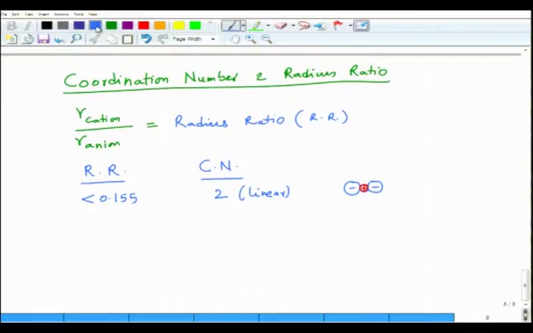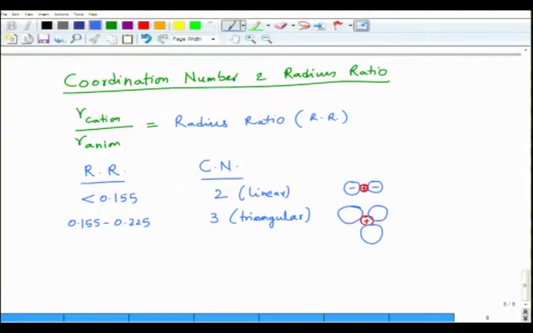Second guideline is between 0.155 and 0.225. So when the cation to anion radius ratio is between 0.155 and 0.225, then you tend to have a threefold or triangular coordination. So in this manner what you will have is, first make a cation. So this is the cation I have, and one anion would be here, another anion would be here, and the third anion would be here.